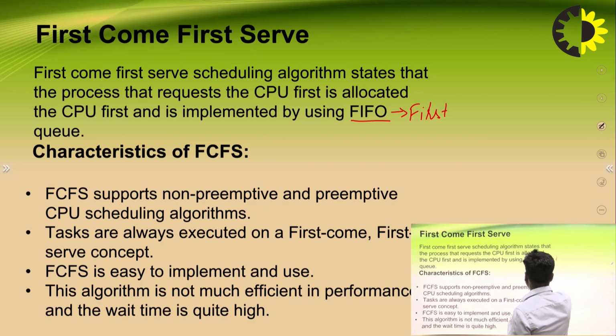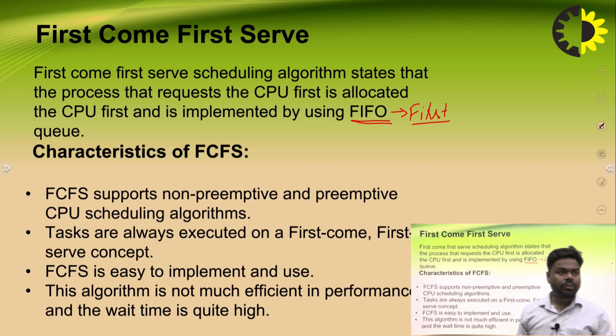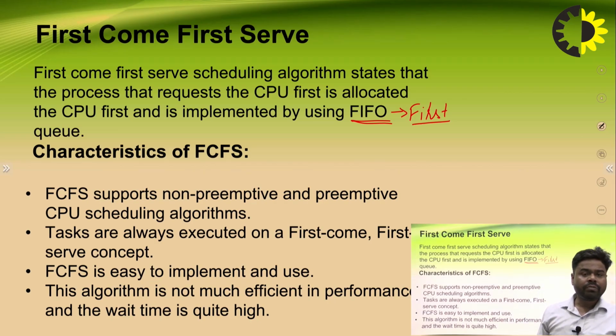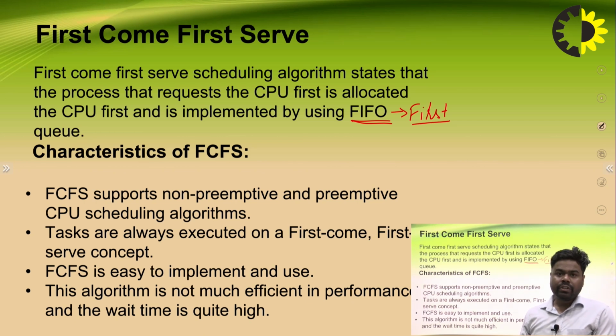Okay, FIFO, first come first out, FCFS. This works as a FIFO, meaning the process which has come first will execute first, and after that the others will follow. The characteristics of FCFS: it supports non-preemptive and preemptive CPU scheduling algorithms. Tasks are always executed on the first come first serve concept.